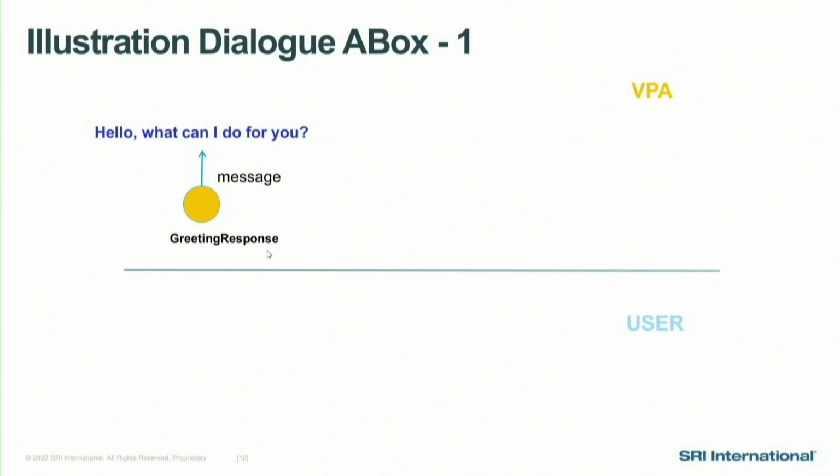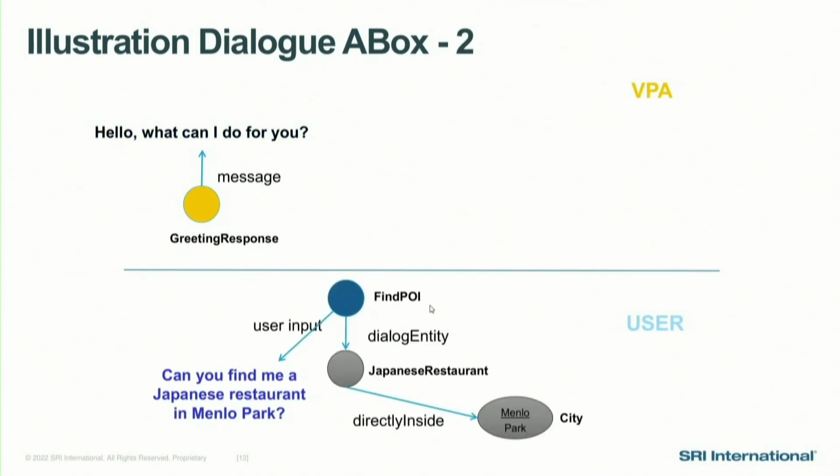VPA makes the first move by instantiating a greeting response. Hello, what can I do for you? Next, the find POI intent is instantiated together with its requested Japanese restaurant in the city Menlo Park. And note that this structure here, Japanese restaurant directly inside Menlo Park, basically acts as a query by example specification.